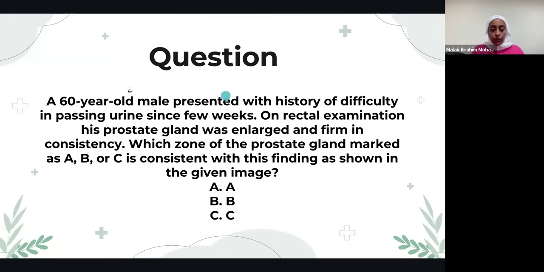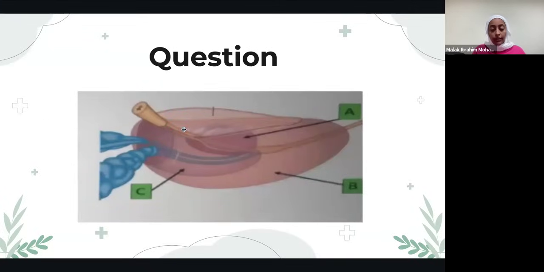There's a picture, but read the question first. A 60-year-old male presented with a history of difficulty in passing urine for a few weeks. On rectal examination, his prostate gland was enlarged and firm in consistency. Which zone of the prostate gland marked A, B, and C is consistent with this finding? Before I show the picture, let me summarize the case. On rectal examination, the prostate gland was enlarged and firm in consistency. Which zone is it? A, B, or C?